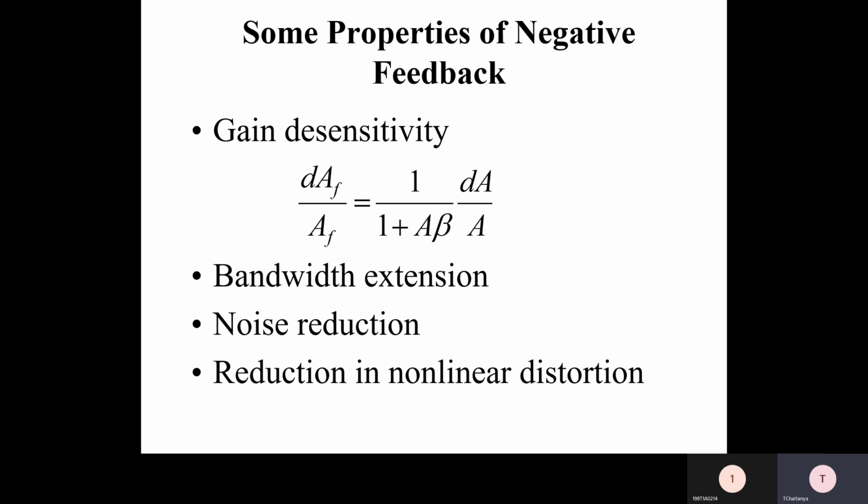So gain sensitivity can be represented as dAf/Af, which is nothing but 1 divided by 1 plus A into beta, times dA by A. Bandwidth extension, noise reduction, and reduction in nonlinear distortion follow from this equation. So these are all the advantages we can see: bandwidth can be extended, noise can be reduced, and nonlinear distortion can be reduced.